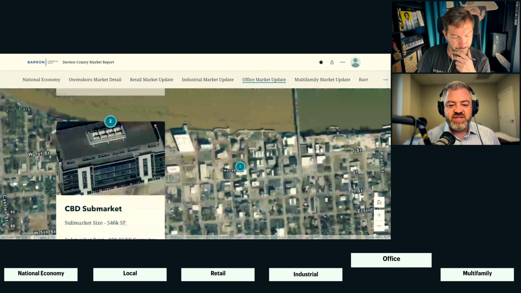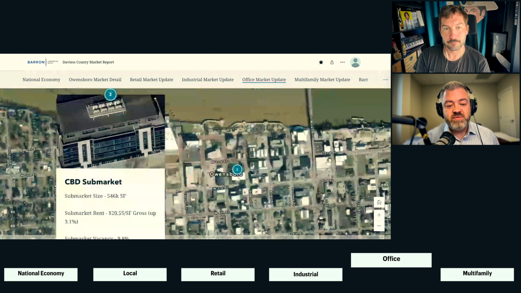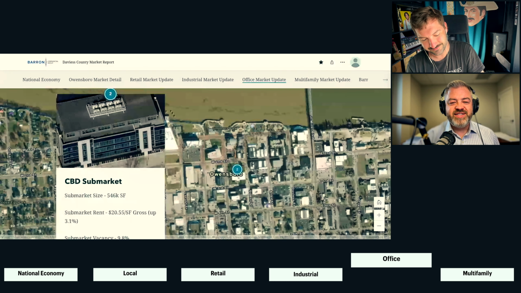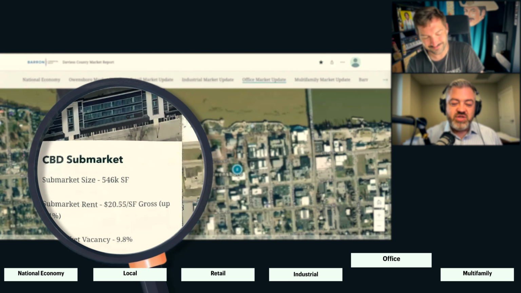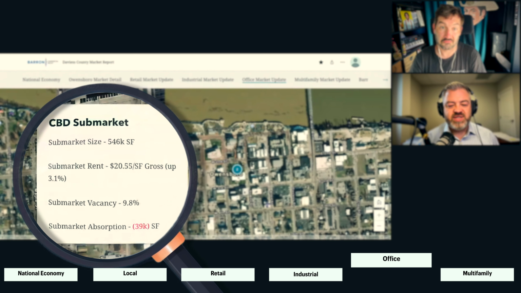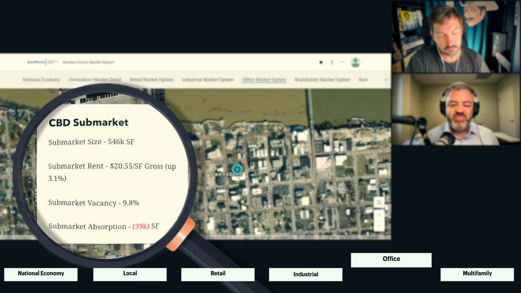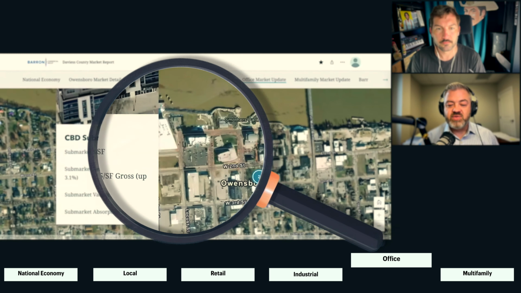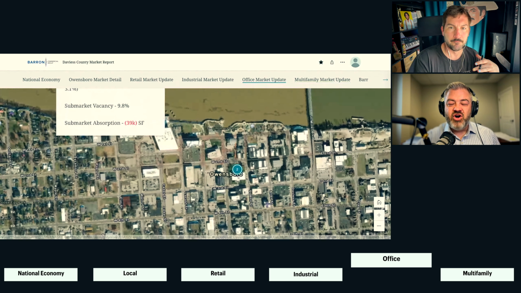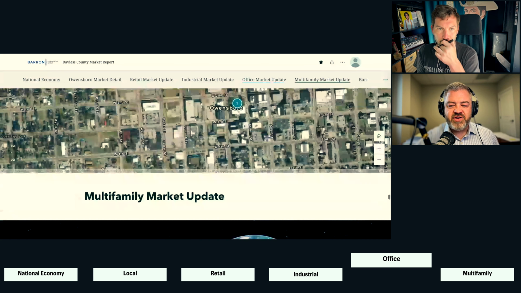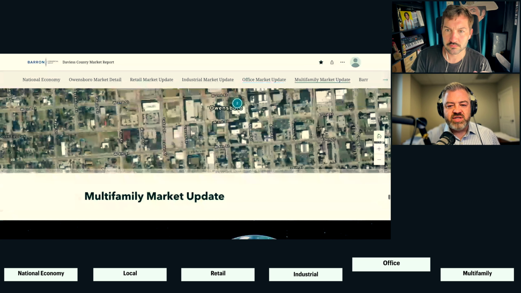Now, if you look at the Central Business District, CBD, downtown Owensboro, the original CBD, there's just under 550,000 square feet of office. The submarket rent there is $20.55 per square foot on a gross basis. That's up just over 3%. There's 10% vacancy downtown, and we've got negative absorption downtown of 39,000 square feet. There's really not another office submarket in Owensboro. You've got CBD, and then you've got everything else. It's just scattered around. So it's the only submarket that I really looked at.